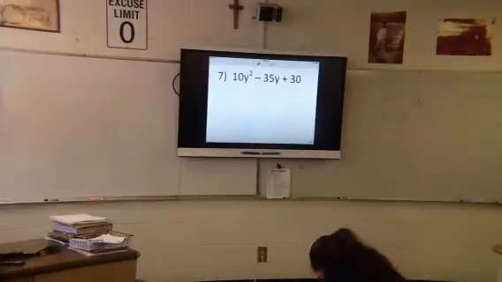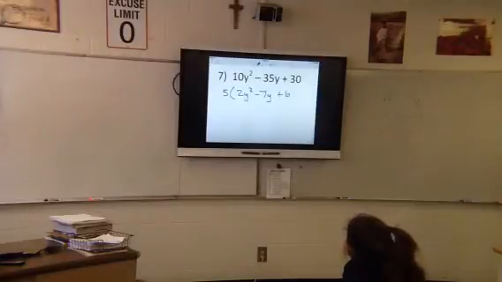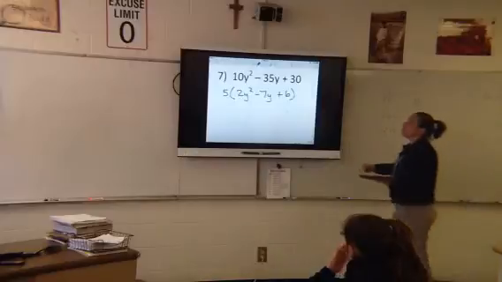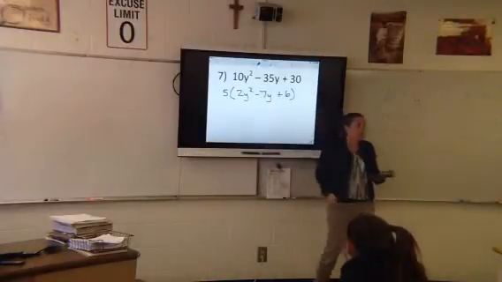So if I take out a 5, can someone tell me what I'd have left over on the inside? 2y squared minus 7y plus 6. Okay? So again, I just took that 10 and 30 and made it easier by pulling a GCF.